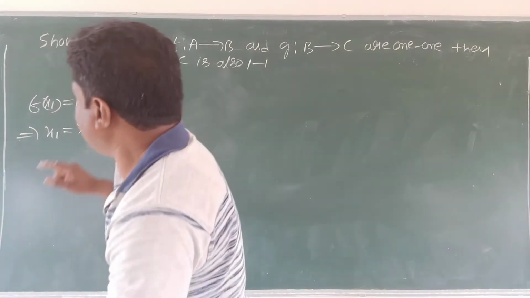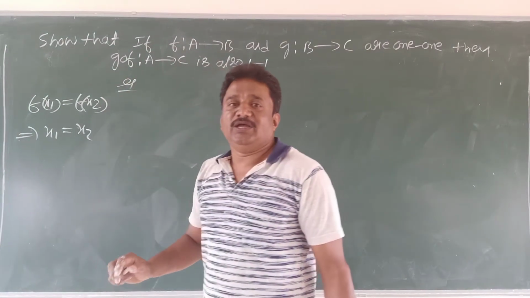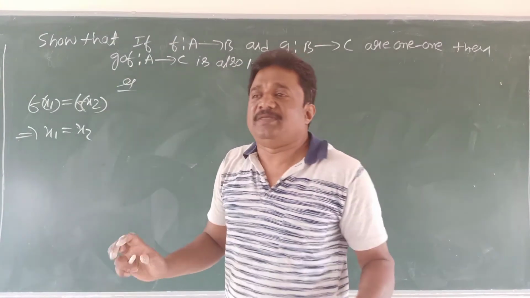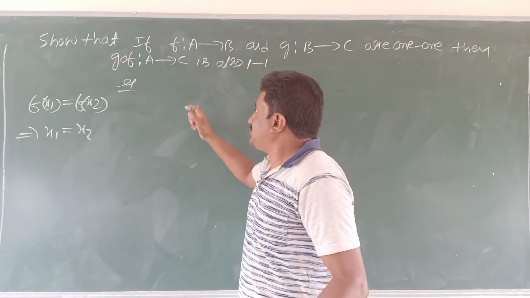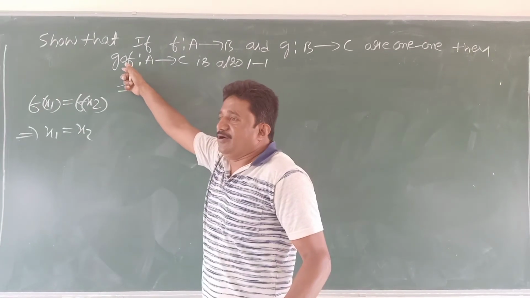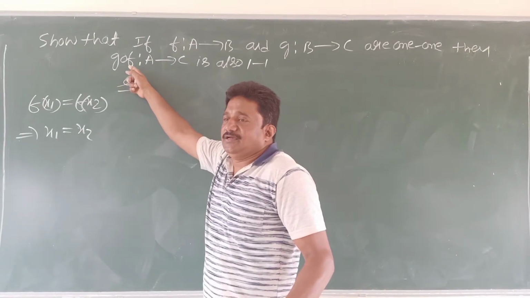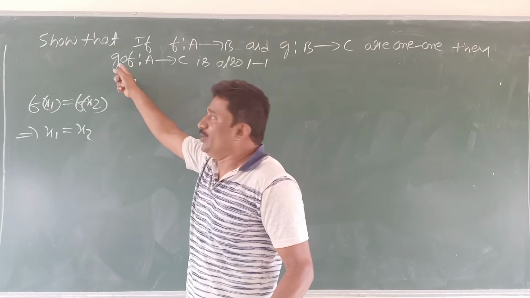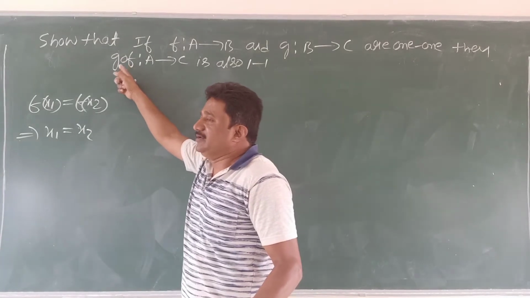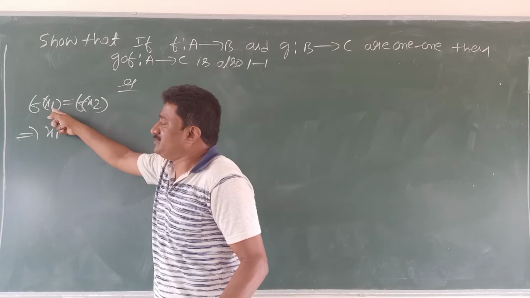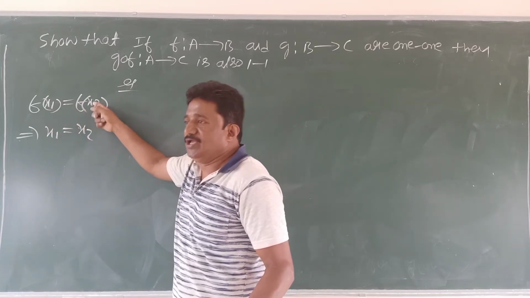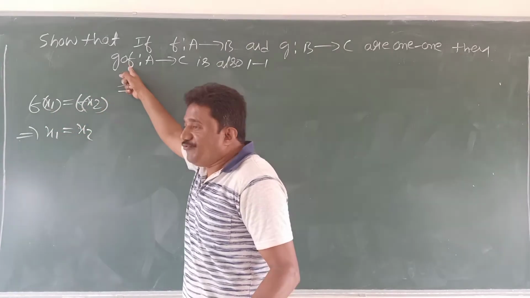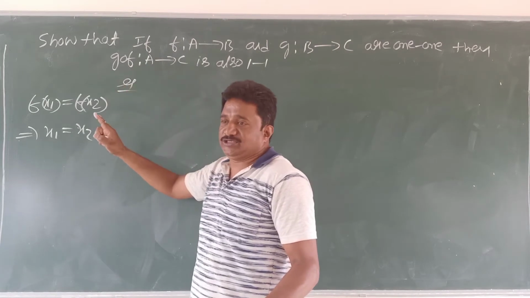Even for this given problem, let us do the same thing. Here it is asked to prove g∘f is 1-1. Instead of taking f(x1) is equal to f(x2), I should take g∘f(x1) is equal to g∘f(x2). Am I correct?